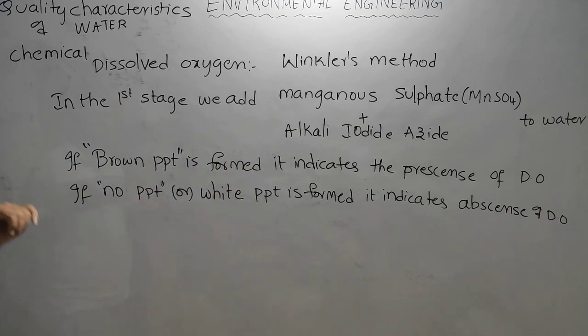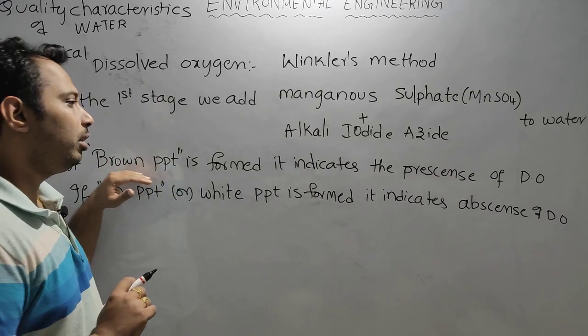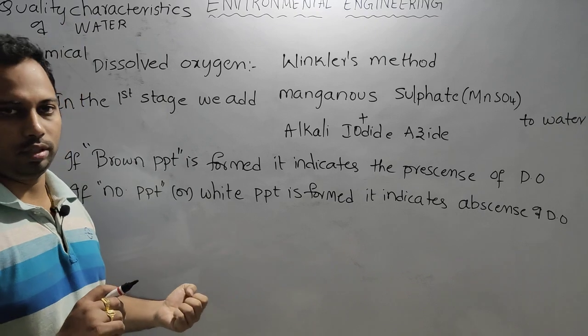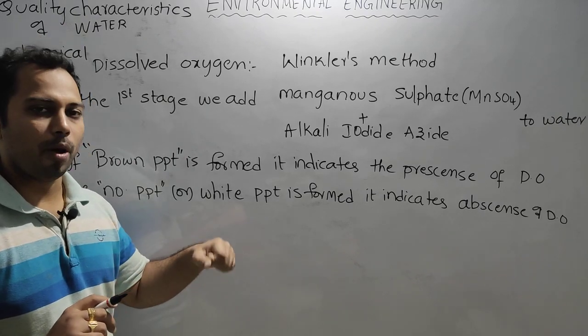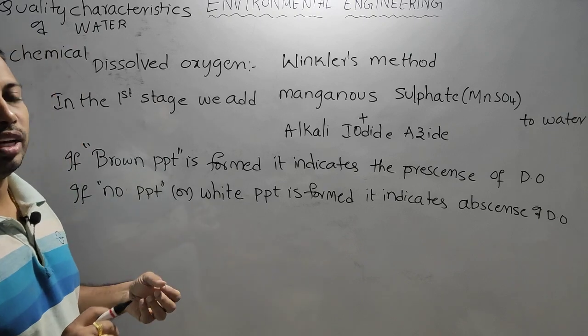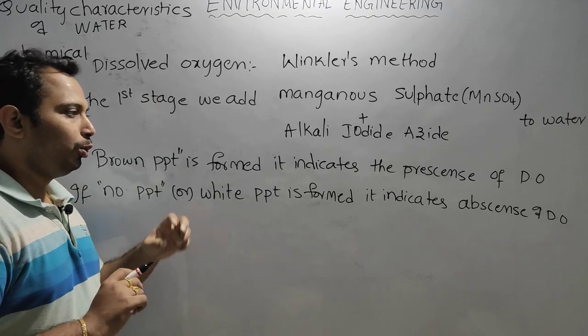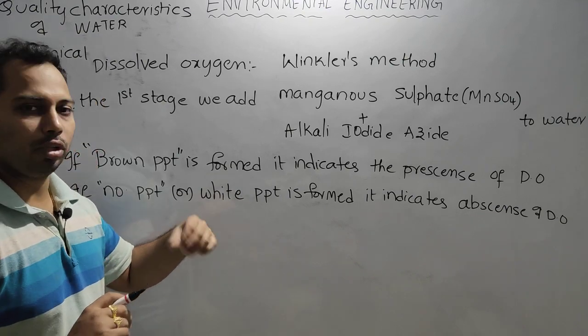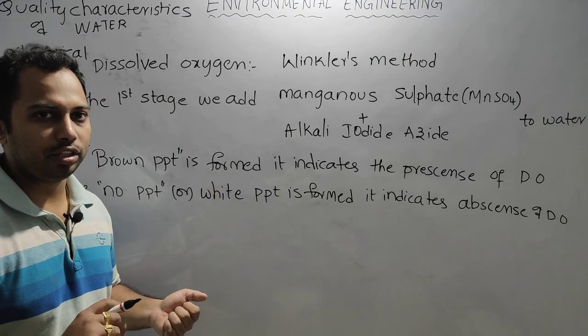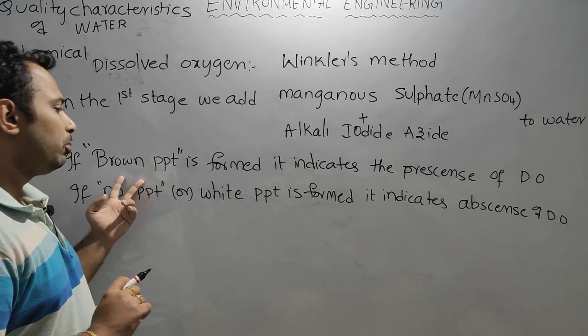That is a very, very important bit they ask. So when you add manganese sulfate and alkali iodide azide, a brown or white precipitate will form. That means the DO is present or absent. Now, this brown precipitate is nothing but the dissolved oxygen. You have made the dissolved oxygen into a form of a precipitate. Now in order to estimate the dissolved oxygen concentration, you need to mix this precipitate into the water again.